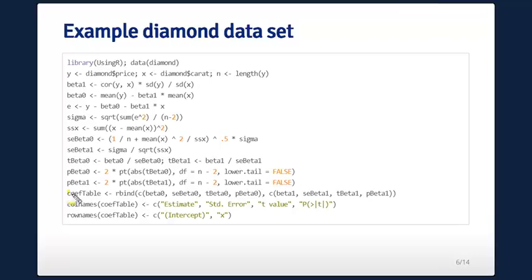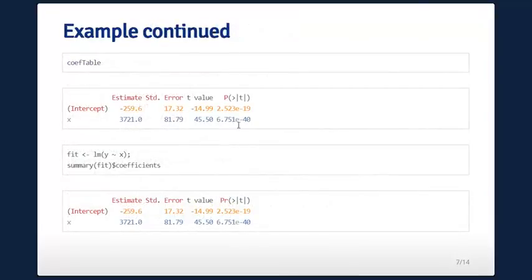And so here I just create a little table of all these values, and then I add the names for them as the estimate, standard error, t-value, the probability, and so on. Okay, there we go. And here's the result of those calculations.